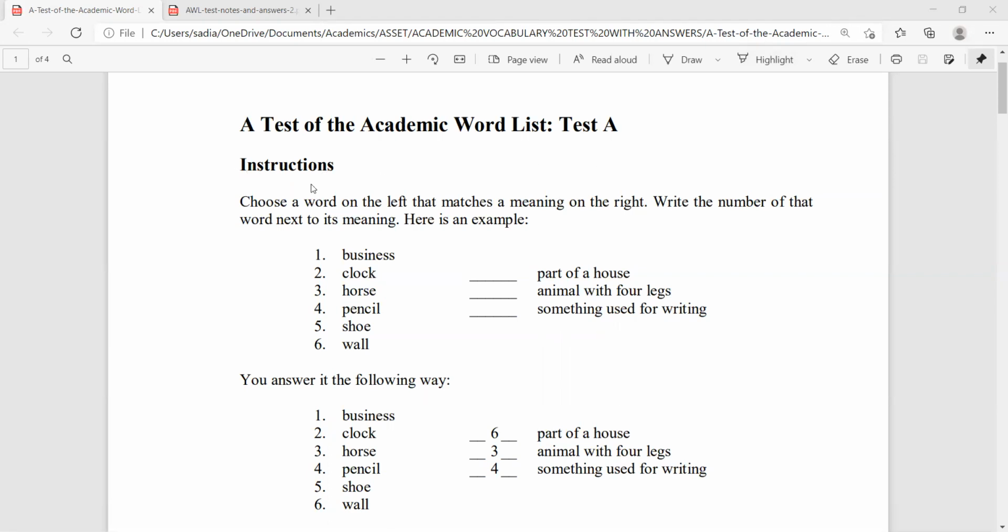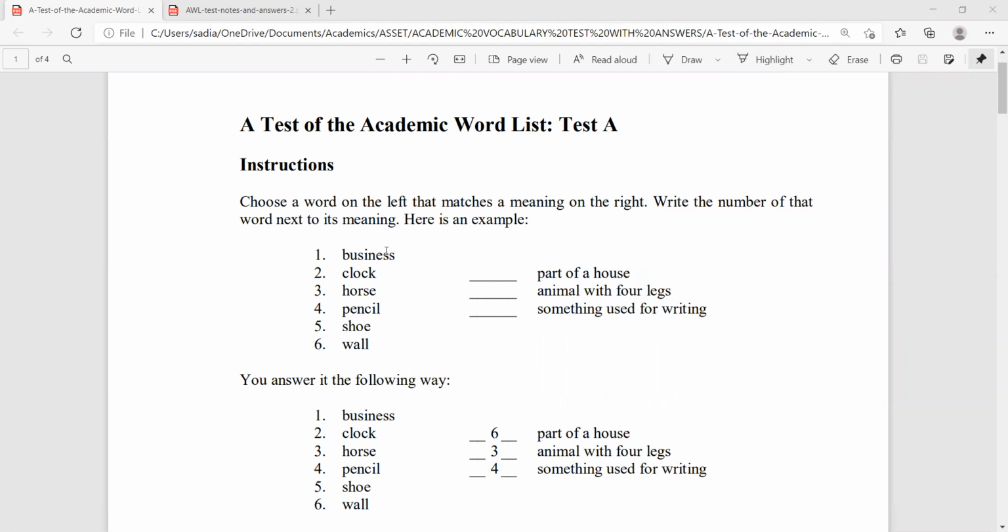The instructions. Let us read the instructions. Choose a word on the left that matches a meaning on the right. Write the number of that word next to its meaning. Here is an example. Business, clock, horse, pencil, shoe, wall. And these are numbered 1 to 6. On the right hand side, you will see certain meanings given: part of a house, animals with four legs, something used for writing.